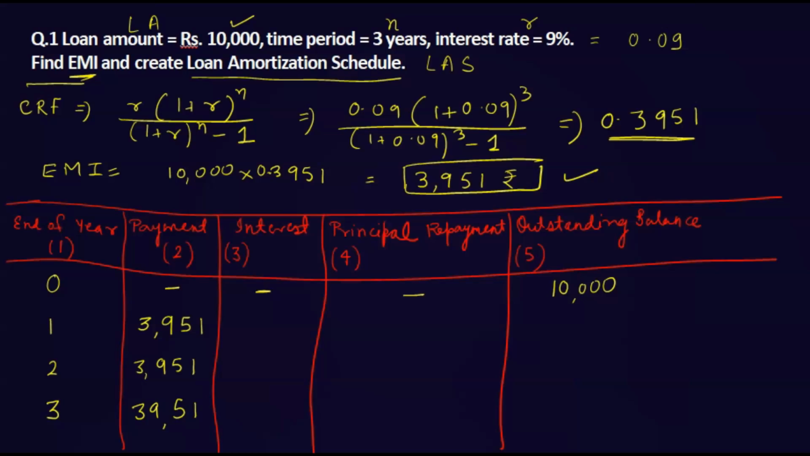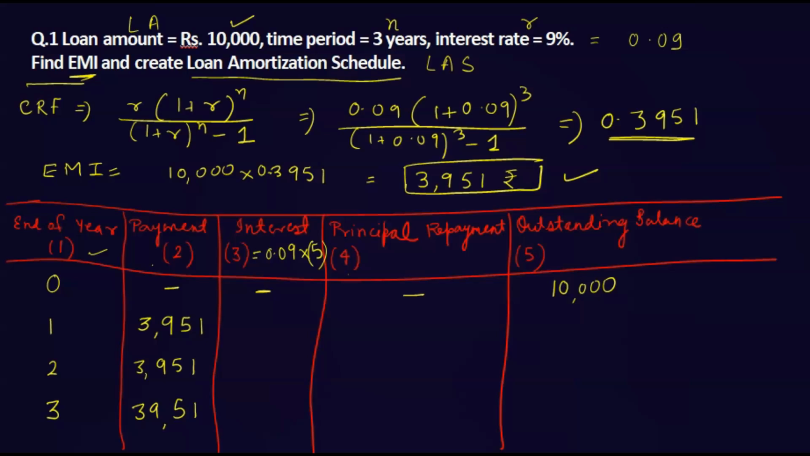Now at the end of first year, payment will be 3,951. Now this interest we know it is 0.09 or 9%. So this interest we'll calculate with 0.09 multiplied by 5. 5 means the 5th column. I have given column numbers also. First column, second column, third column, fourth column and fifth column. So we need to multiply this rate with the previous outstanding balance.